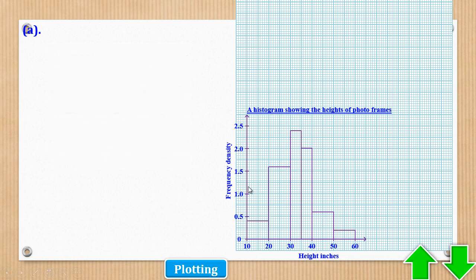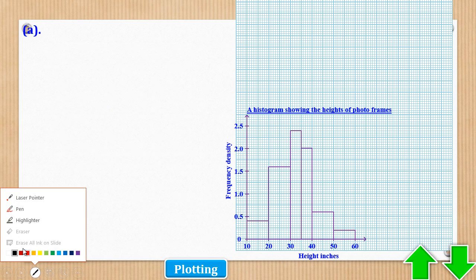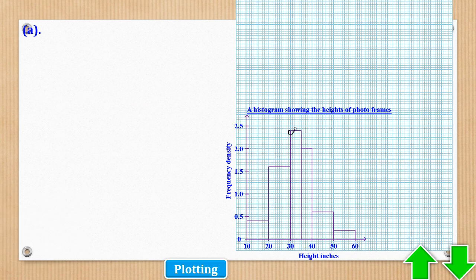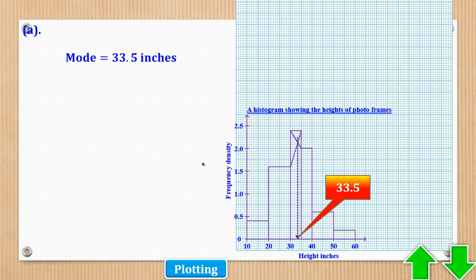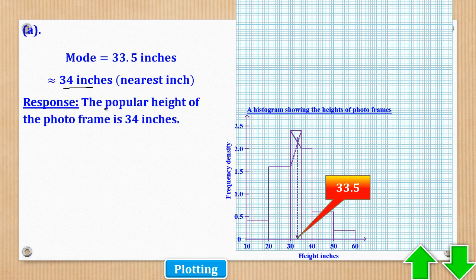So after drawing the bars, we shall now estimate the popular height. So join this point to this point, and also join this point to this point. Then at the intersection, you drop a perpendicular, a vertical line, to meet the horizontal axis. Then you read off that value, and that will be the mode. But they said nearest inch, so it gives 34 inches. Therefore, the popular height of the photo frame is 34 inches.